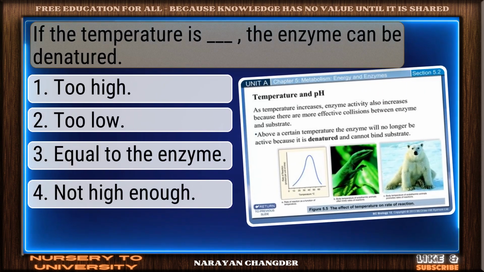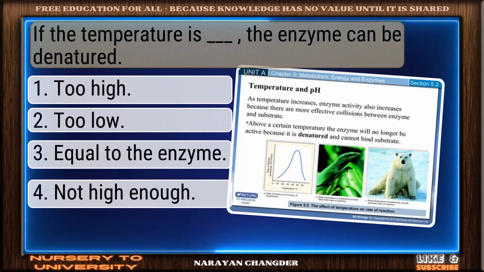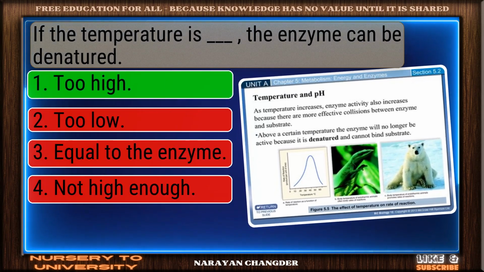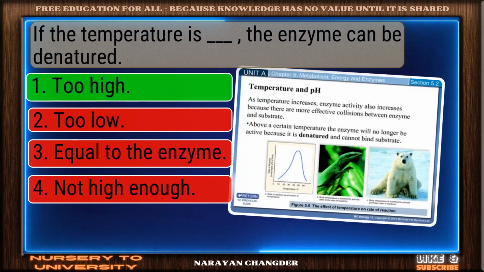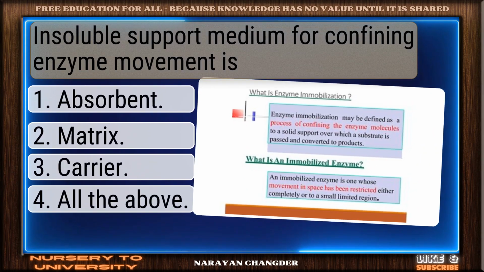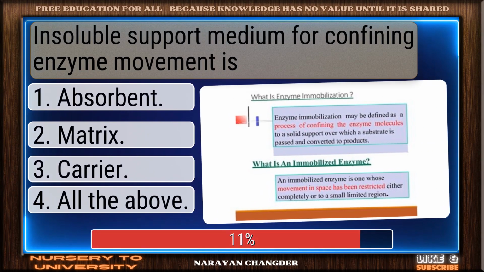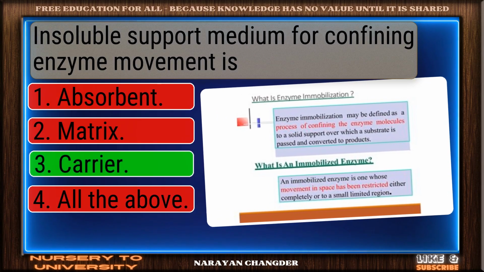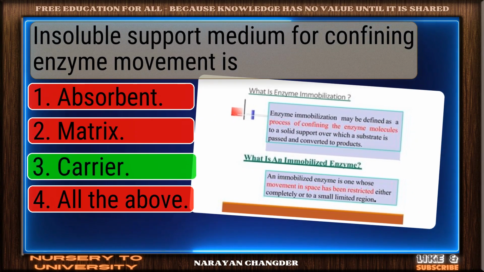If the temperature is dash, the enzyme can be denatured. Excellent choice. Too high is the right answer. Insoluble support medium for confining enzyme movement is. Well done. Carrier is the right choice.